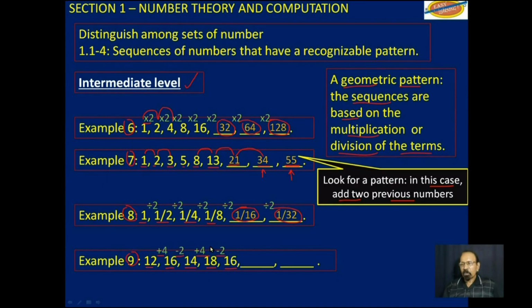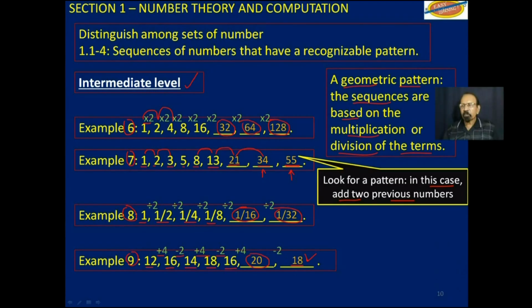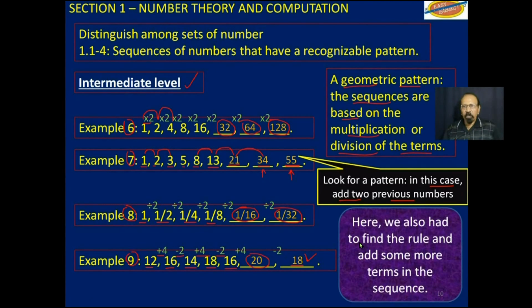So, plus 4 minus 2 plus 4 minus 2, let's follow that trend. Plus 4 minus 2. So 16 and 4 would give us 20. 20 minus 2 would give us 18. That one wasn't too difficult after all. So here we also had to find the rule and add some more terms in the sequence.